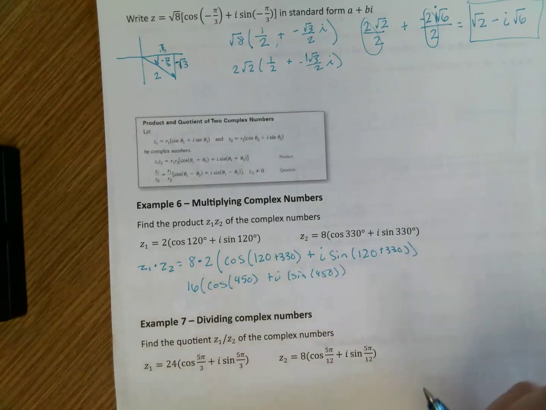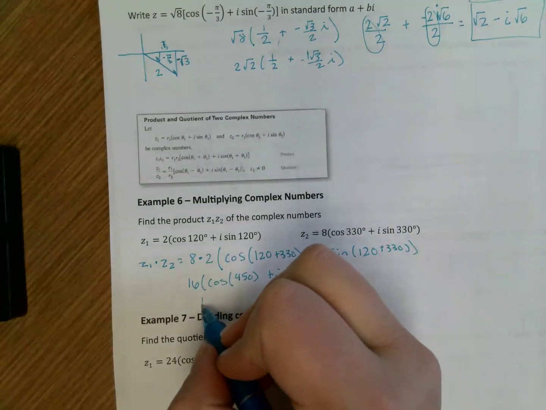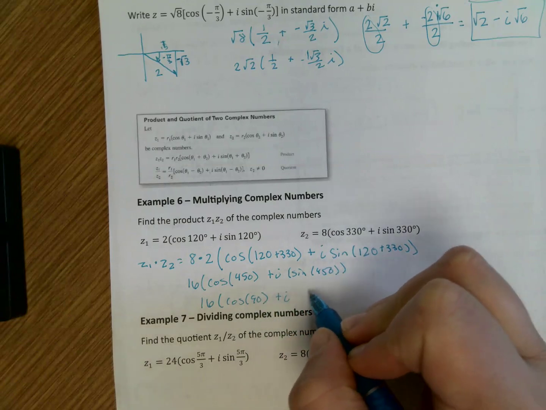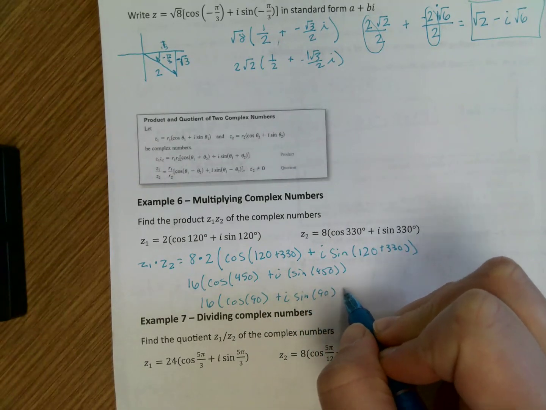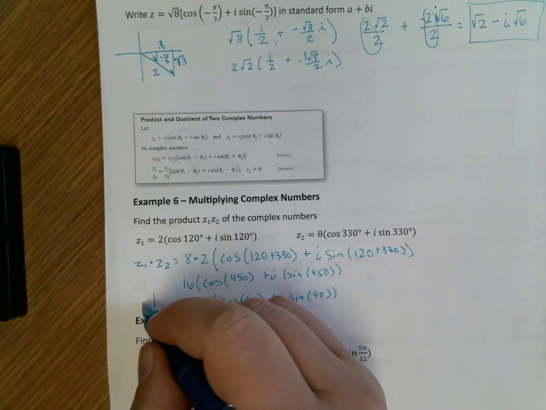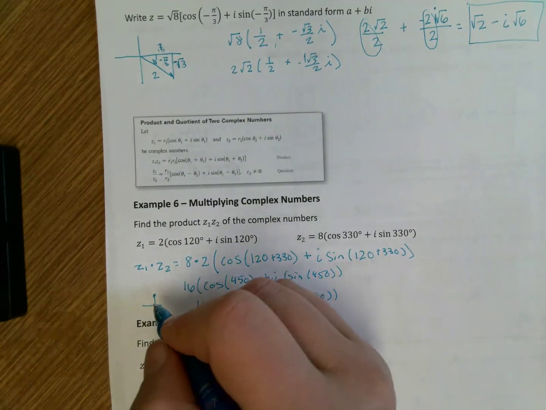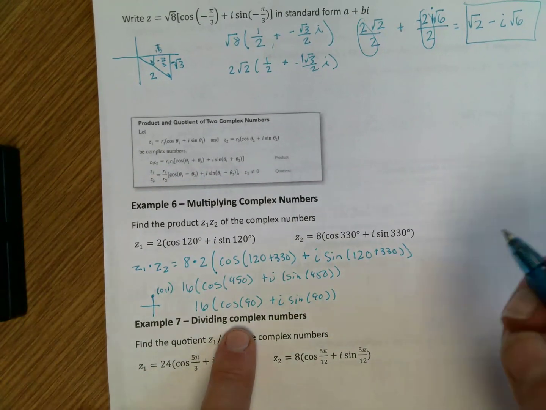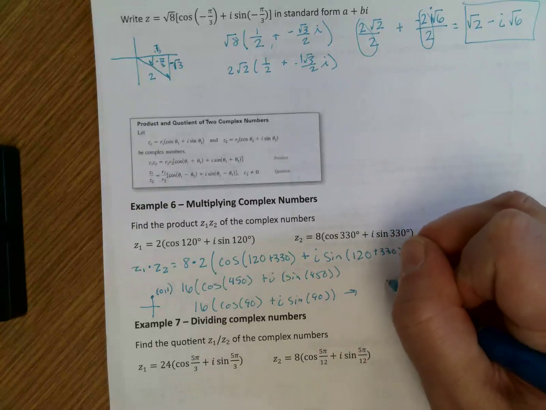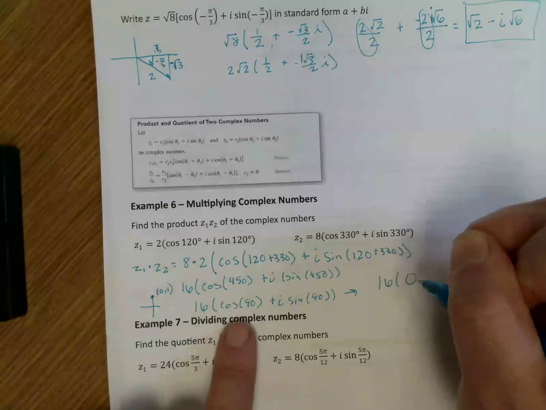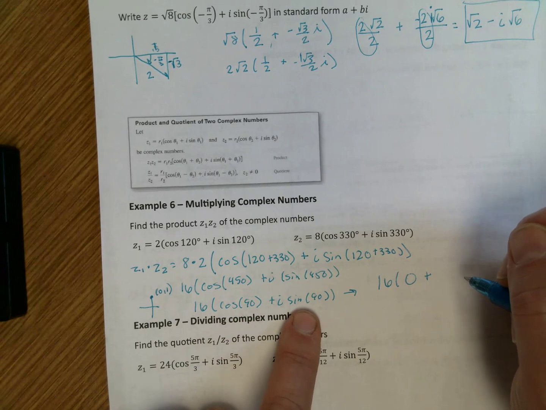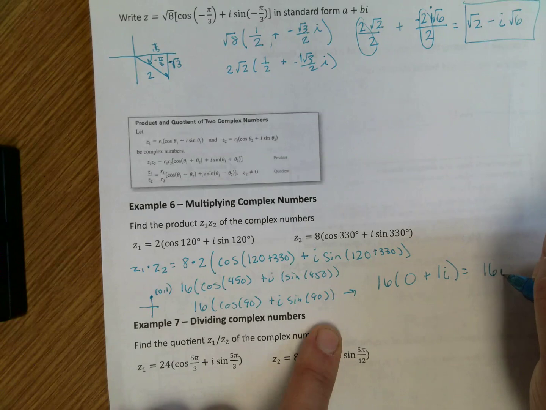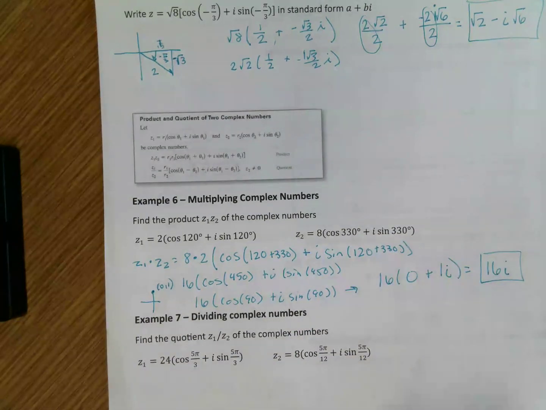I put too many parentheses in there. So if I want to find my reference angle, I have 16 times cosine of 90 plus i sine of 90. When we're talking about 90, remember, that's this point right there. That point is (0, 1). Cosine is going to be my x-coordinate. So this becomes 16 times 0. That's cosine 90, plus sine of 90 is 1i. So if I multiply that 16 in, this is just 16i. So this is a pure imaginary number.